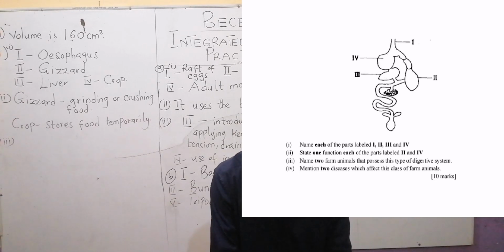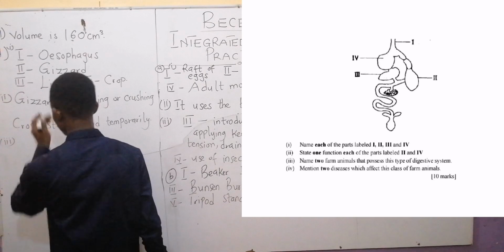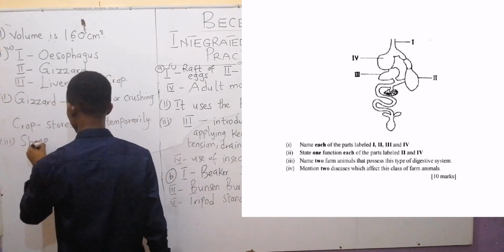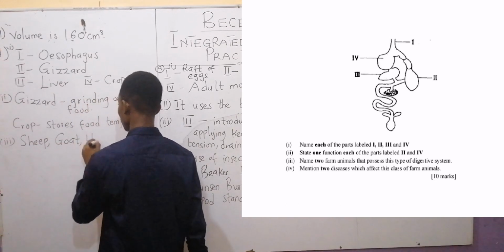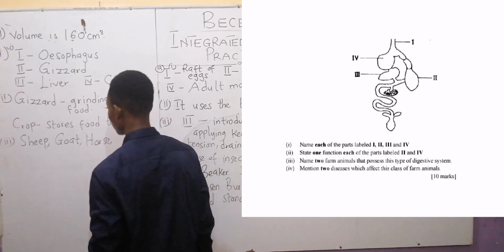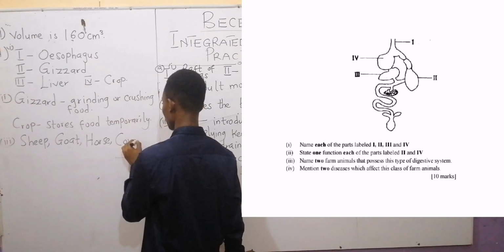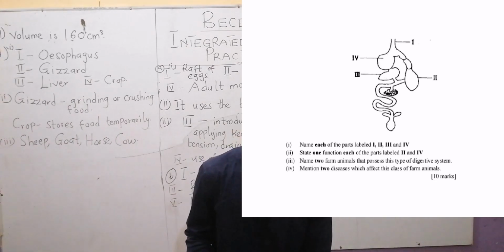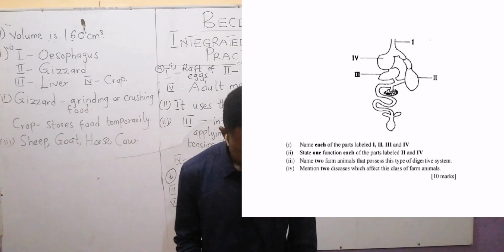Name two farm animals that possess this type of digestive system. So animals that have this digestive system, as I said, the ruminants. So you can have sheep, goats, horse, cow, donkey, and the like.